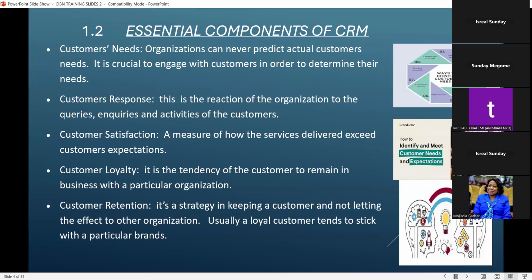Without any of these two, we might get our customer relationship management wrong. So it's important that we follow this. Third one talks about customer satisfaction. Of course, it's a measure of how the service delivered exceeds customers' expectation.